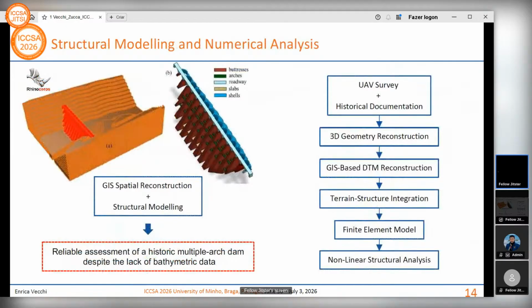So finally, after reconstructing the geometry of the reservoir, the next step was the integration of this spatial information into the structural assessment. As we saw, our workflow combines the UAV survey model, the historical documentation, and the GIS-based terrain reconstruction, in order to produce a structural model. Our reconstructed terrain, which you can see in this part of the slide, becomes the essential input for defining the actual geometry of the dam, which was in part available from historical data.